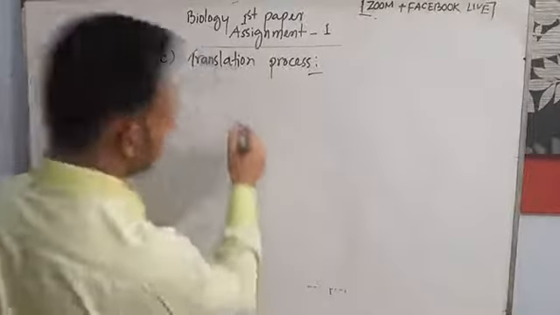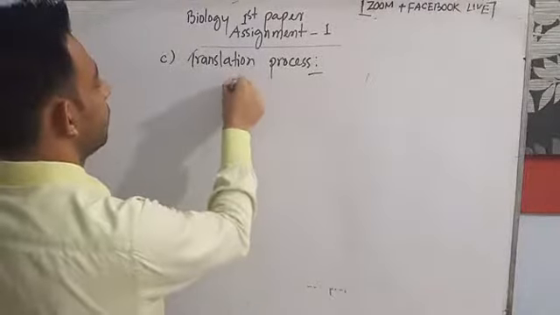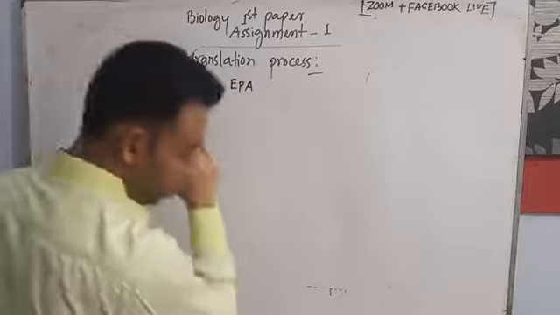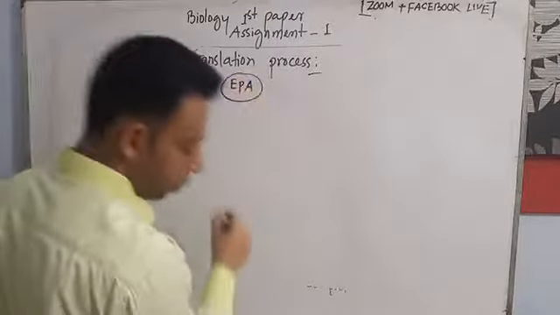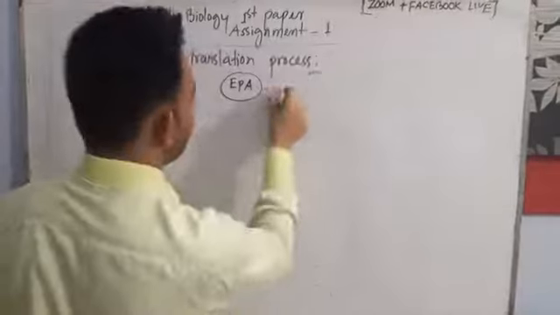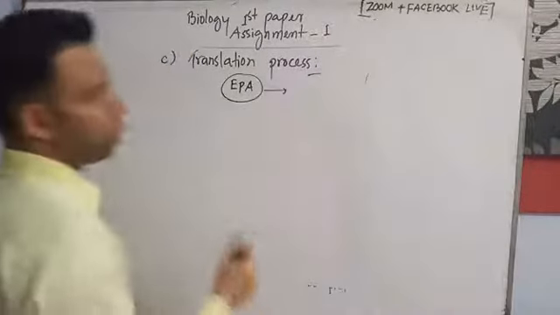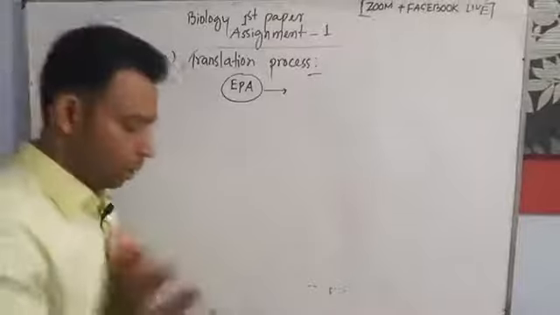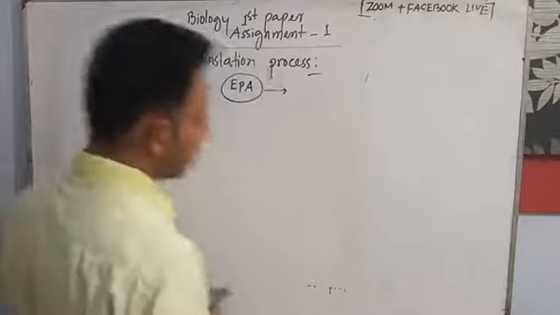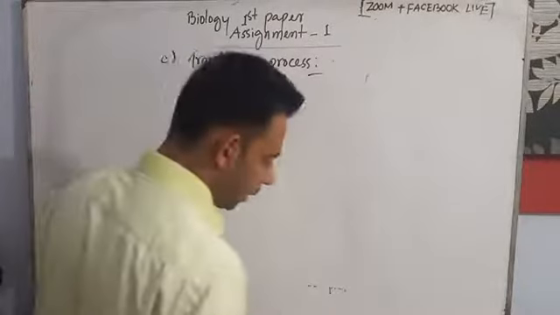There is a format, E P A. Suppose I draw that one for the translation process. You will write, the very first time, the process by which protein is produced from RNA. That means protein is produced from RNA. This process is called the translation process. You will write the starting part there.